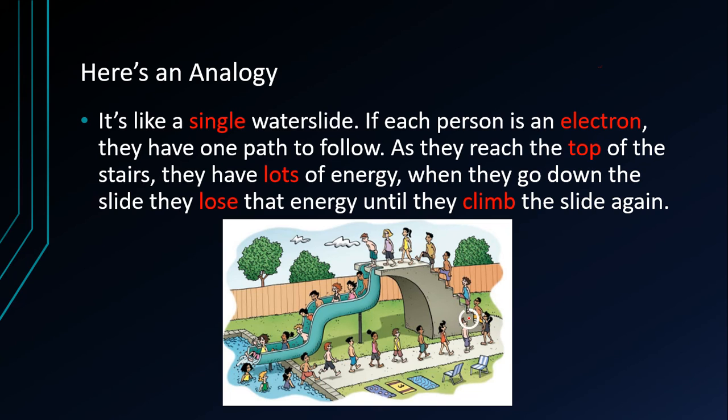Okay, so we see this is the battery. As they walk up the stairs, they're getting more energy. At the top of the stairs, they have tons of energy. As they go down the slide, they lose that energy until they come all the way back and then go back up the slide again. Okay, one path, no other paths that they can choose.